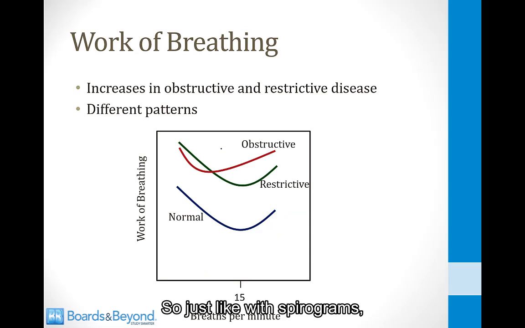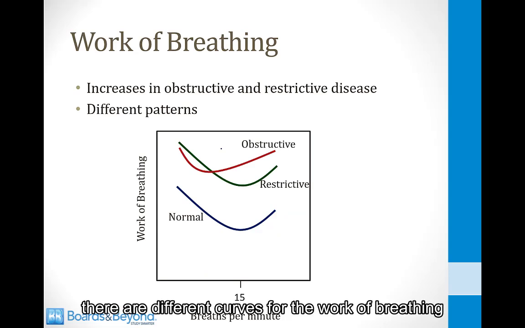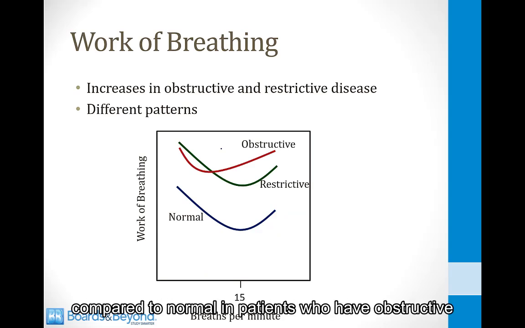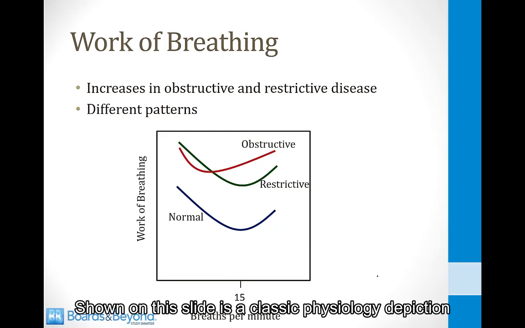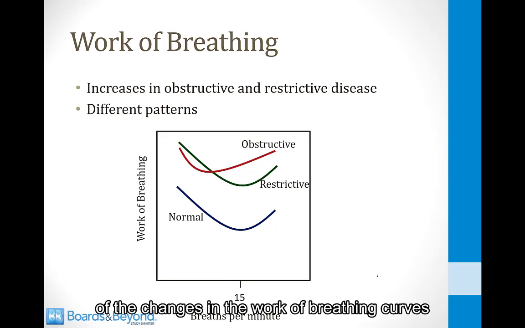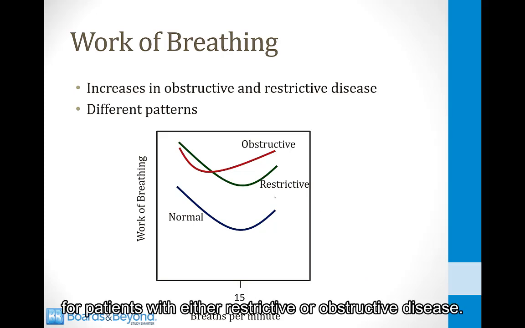So just like with spirograms, there are different curves for the work of breathing compared to normal in patients who have obstructive or restrictive lung disease. So let's talk about that now. Shown on this slide is a classic physiology depiction of the changes in the work of breathing curves versus breaths per minute for patients with either restrictive or obstructive disease.